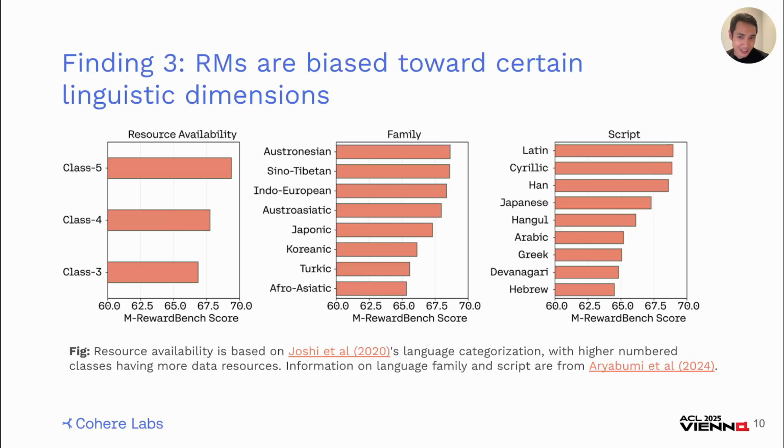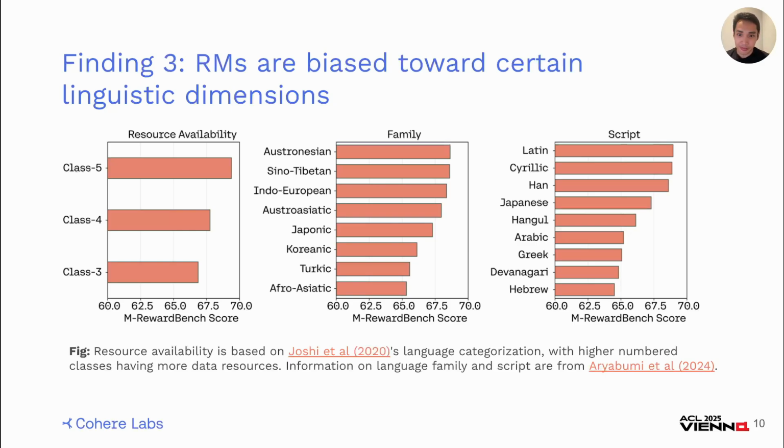Here we see that there is some correlation between a model's performance on M-RewardBench and the resource availability of that particular language. Sure, this is expected, but this goes to show that there is still a long way to go to ensure that RMs cater to under-resourced languages.